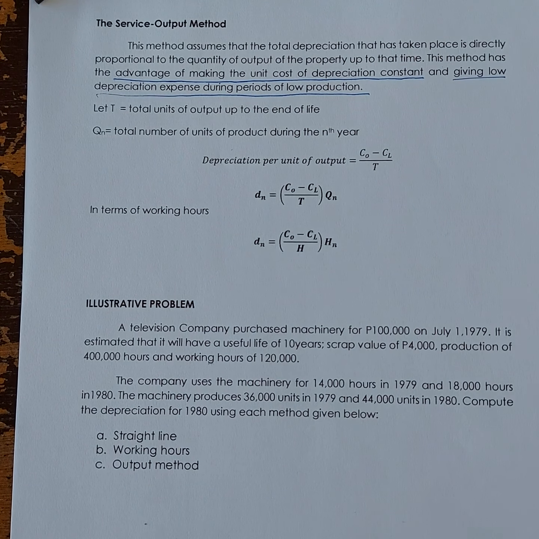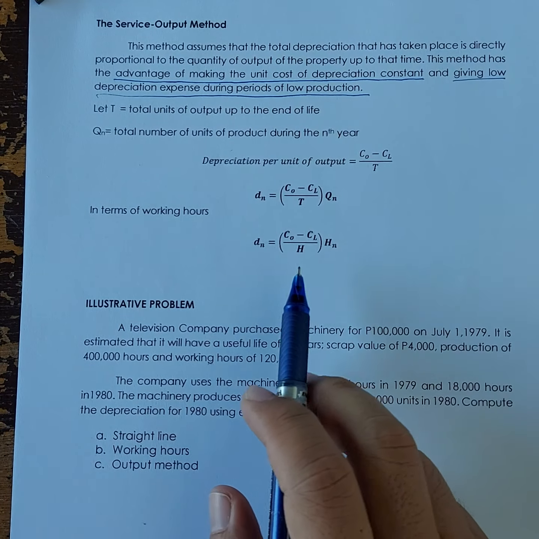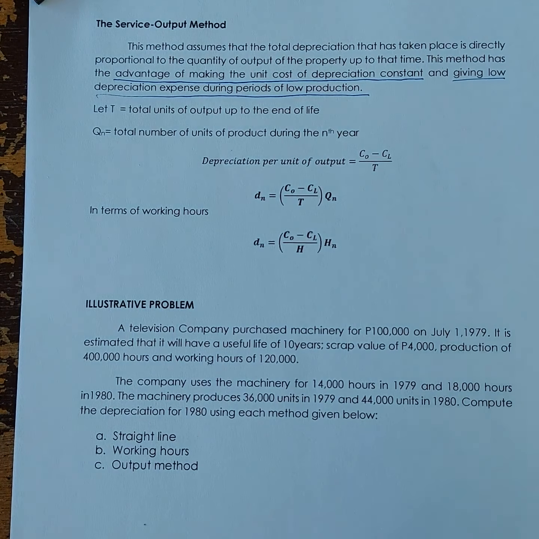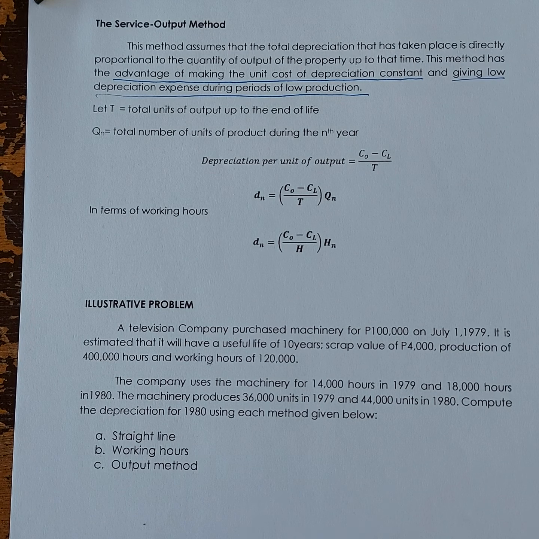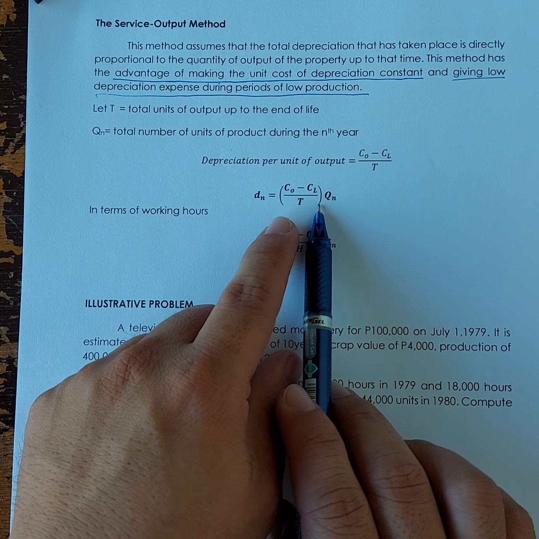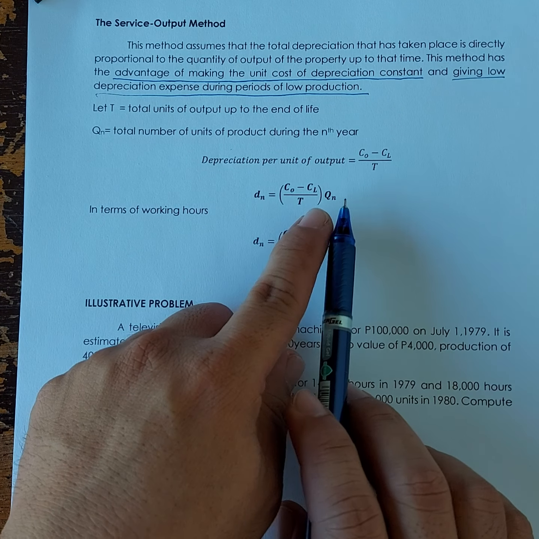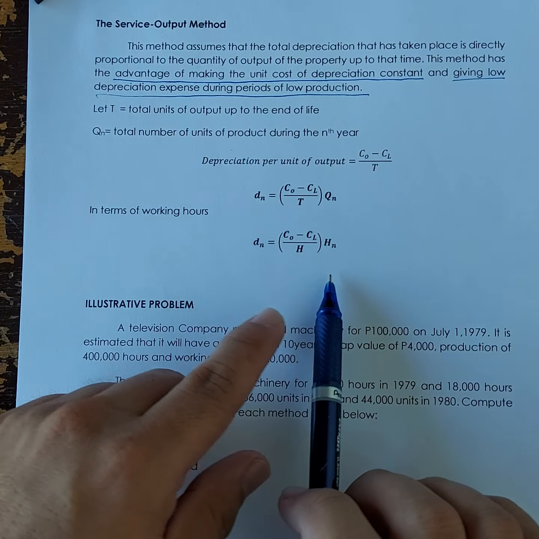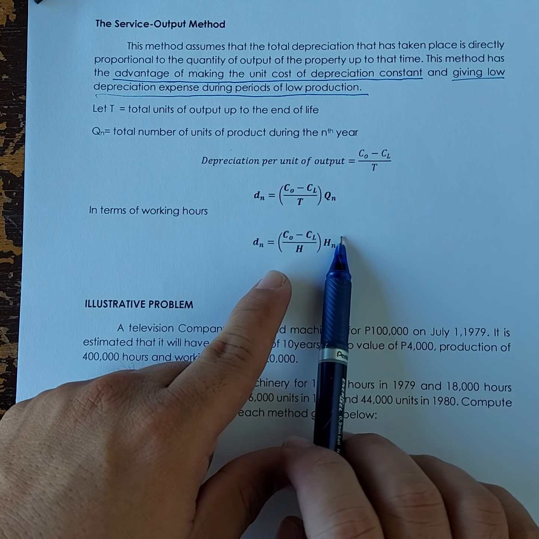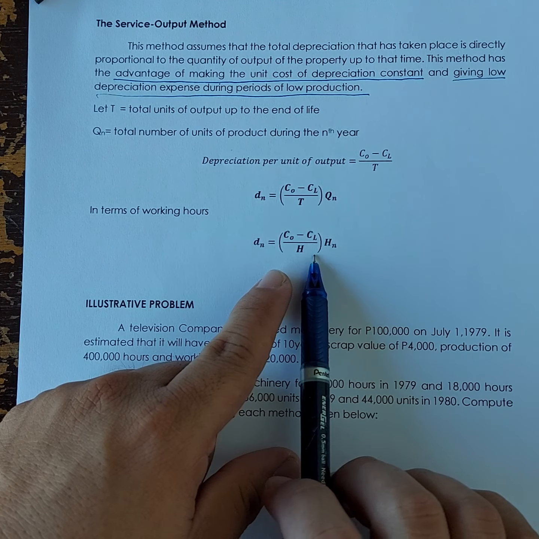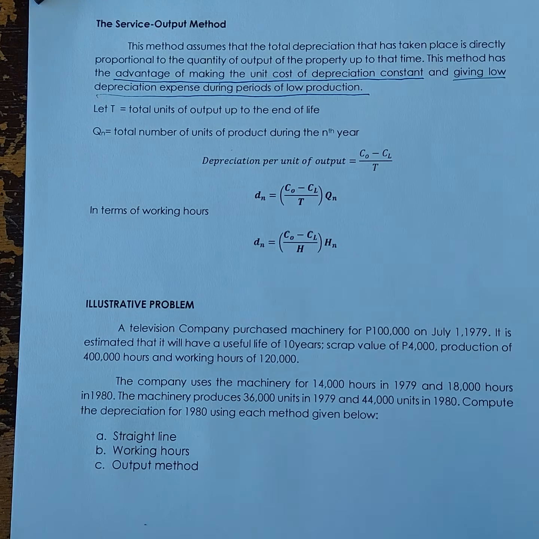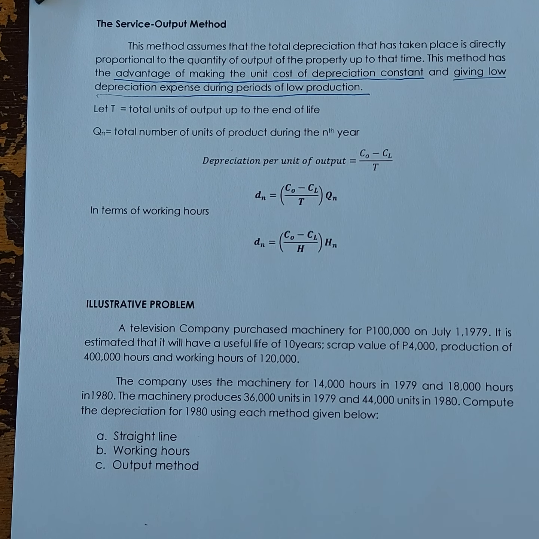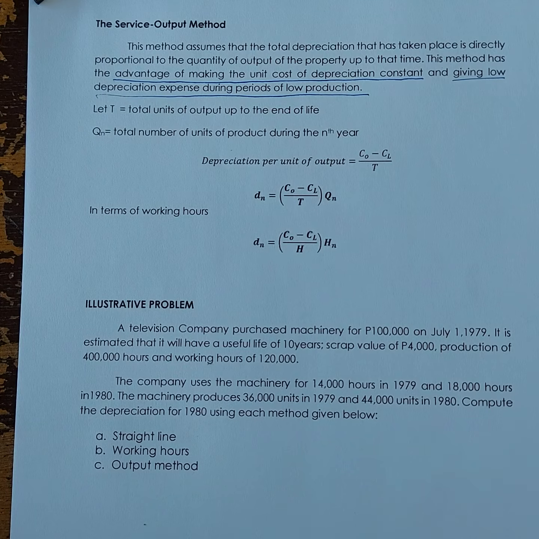Okay. So nth year. So to compute for the depreciation in a particular year, that is equal to the product of the quantity C sub O minus C sub L over T and Q sub N. So this is in terms of output. In terms of working hours, palitan lang natin ito ng, instead of output, gawin lang nating hours ito. Okay? So that's the difference.